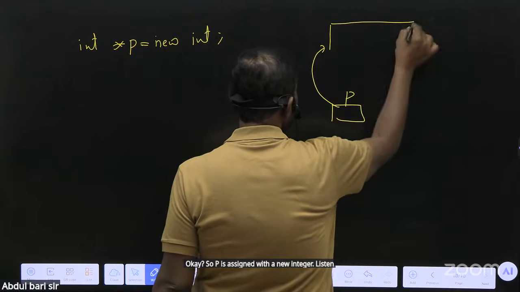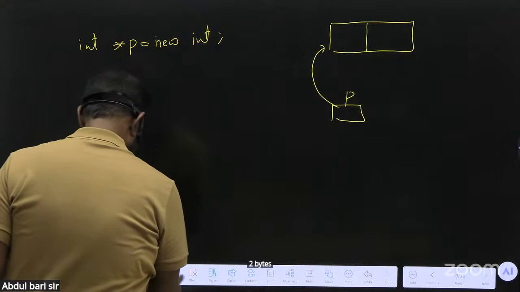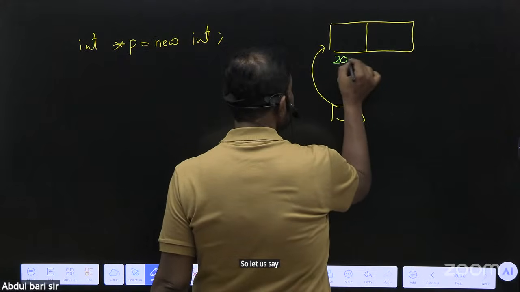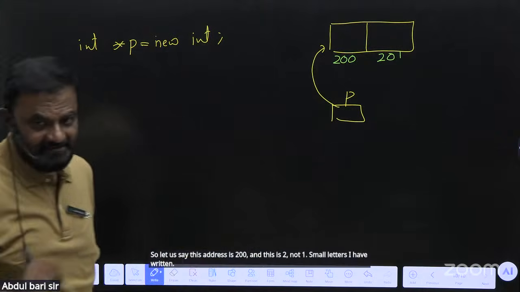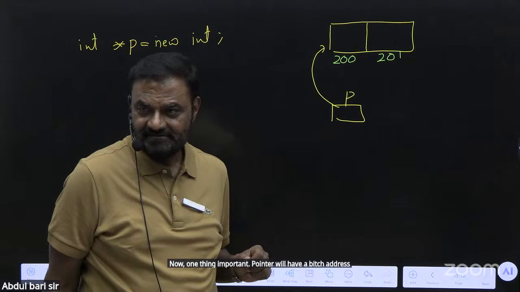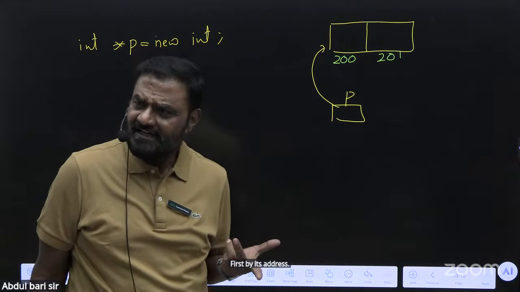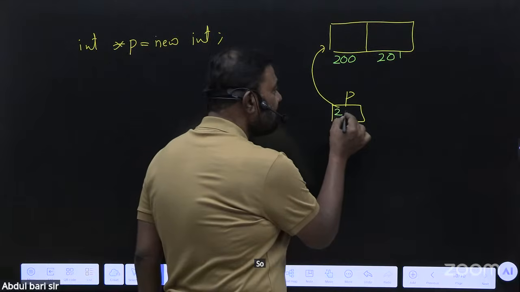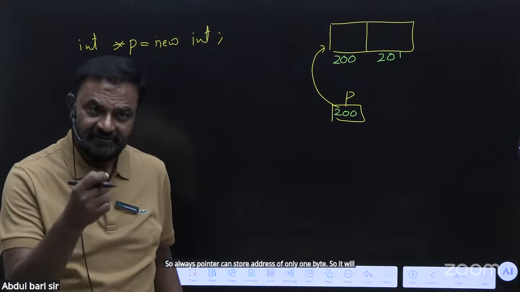Listen carefully. So integer means how many bytes are we assuming? 2 bytes. So let us say this address is 200 and this is 201. Small addresses I have written. Now one important thing: a pointer will have which address? The first byte's address. Then how will it access the second byte? Plus 1, the next address it will take. So a pointer can store the address of only 1 byte, the first byte.